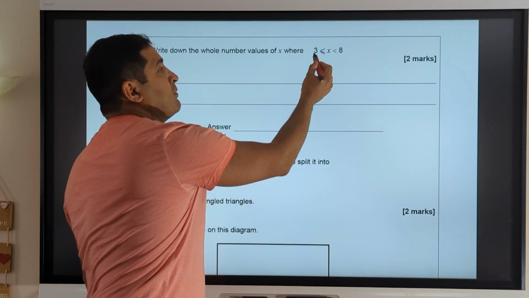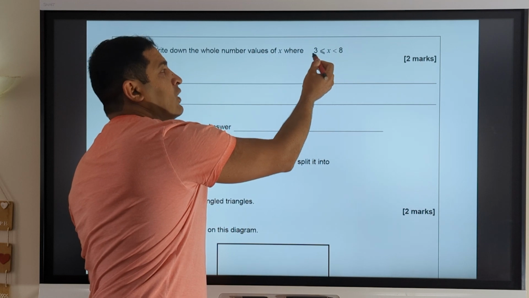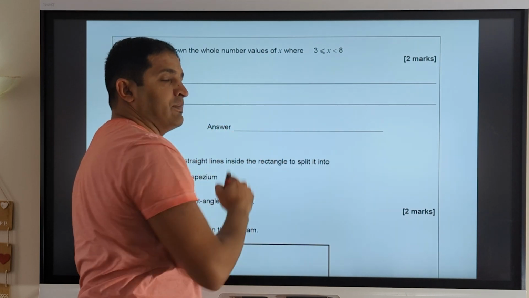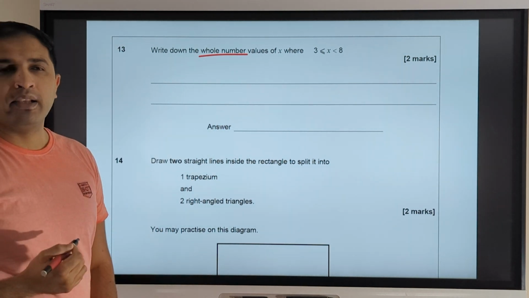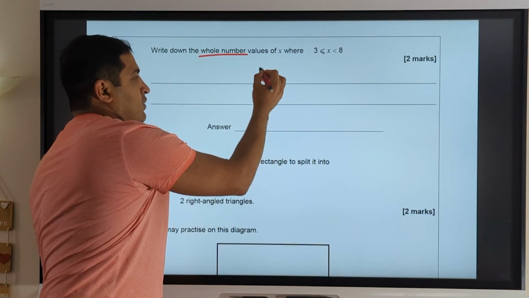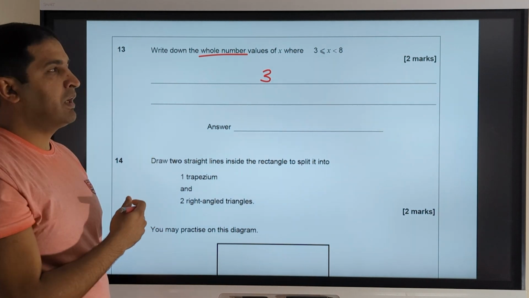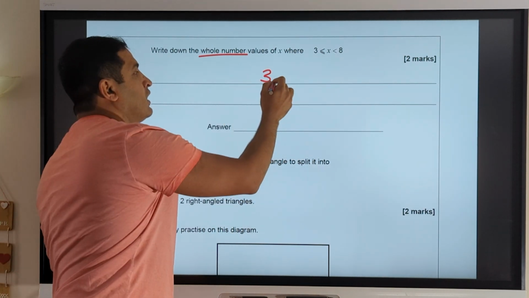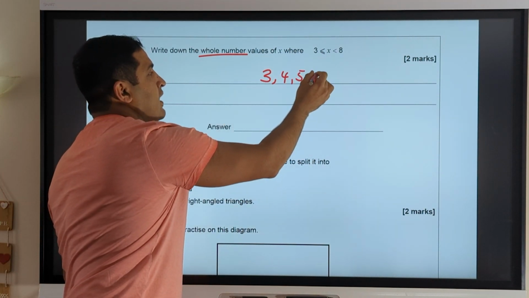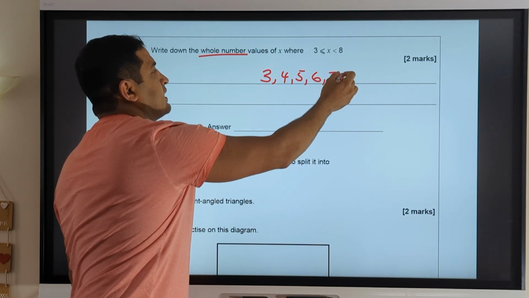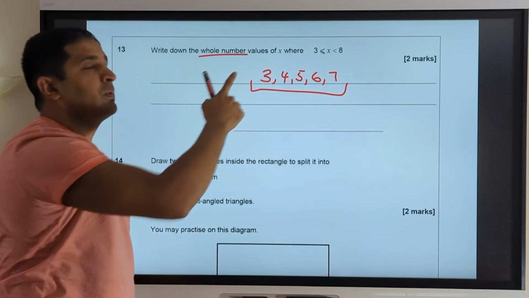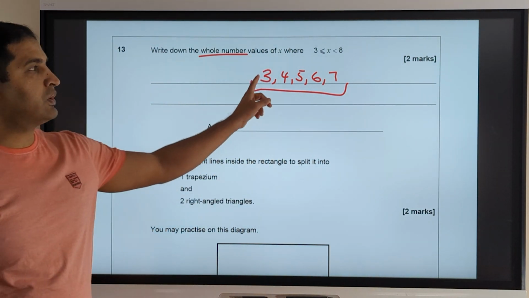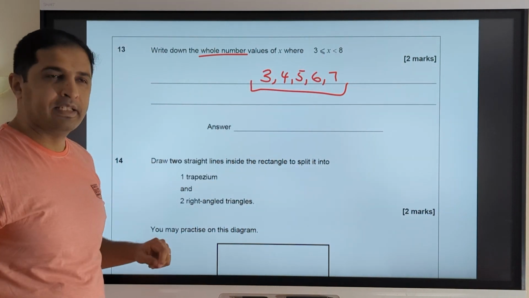Write down the whole number values of x, where x is between 3 and 8. So x has to be bigger than or equal to 3 but less than 8. And we need the whole number value, the integer values. So we can have x to be 3. It has to be bigger than or equal to 3. So 3, 4, 5, 6, and 7. But it cannot be 8. So these are all the values that x can take.